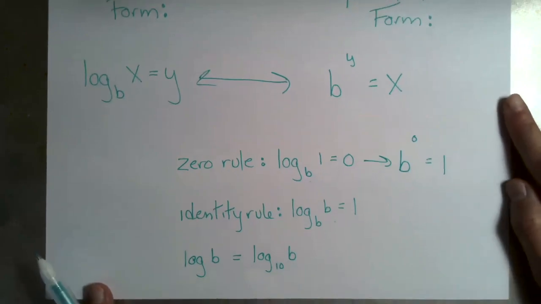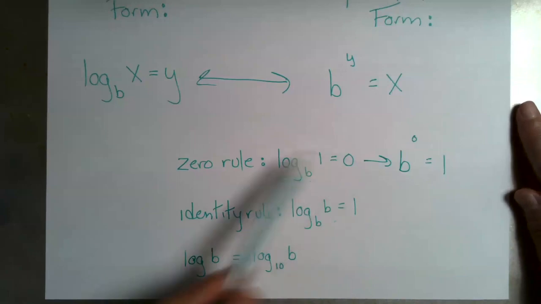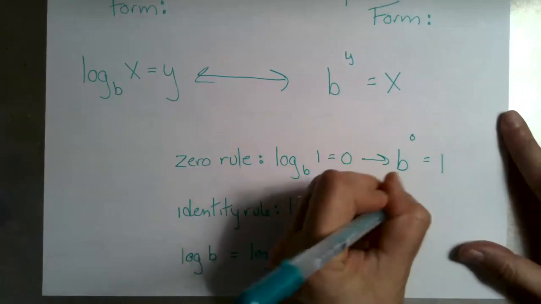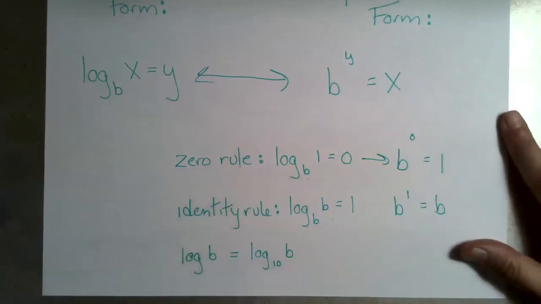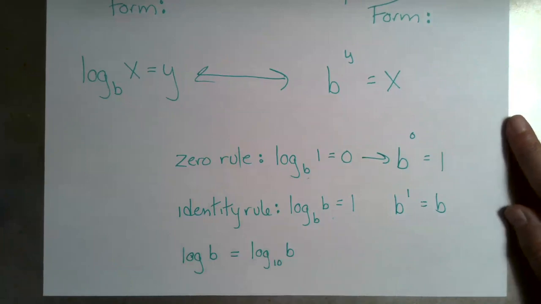The identity rule tells us that the log base b of b equals 1. Well, again, let's flip that to exponential. b to the 1 equals b. And we can see that that is true. Any base raised to the 1 will still equal itself. So the log base b of b is always going to equal 1.